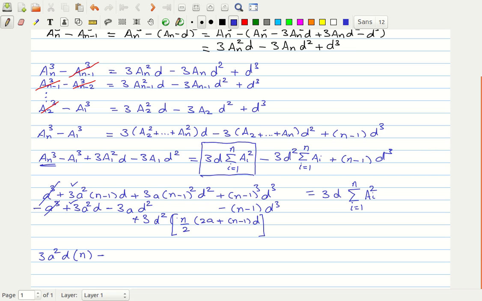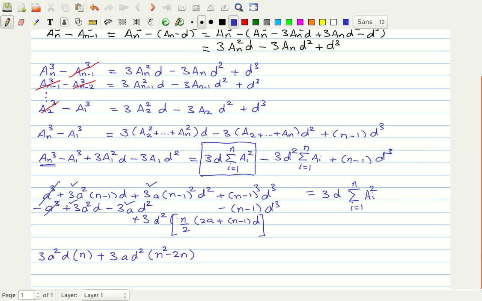Plus 3 times a d square. If I take this as common factor out, this is (n minus 1) square minus 1. What is (n minus 1) square? It is n square minus 2n plus 1 minus 1, so it will be n square minus 2n. I am skipping some steps because I want to finish this video in a shorter time, but you can do all this by yourself and you will see that this is going to be equal to this. So we have handled these two expressions also.